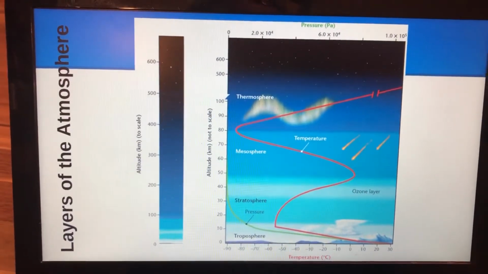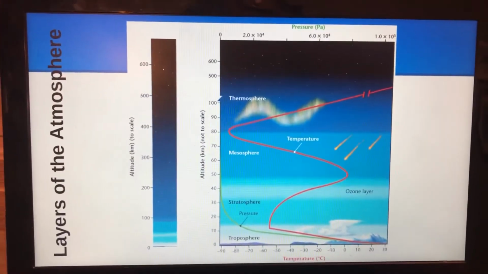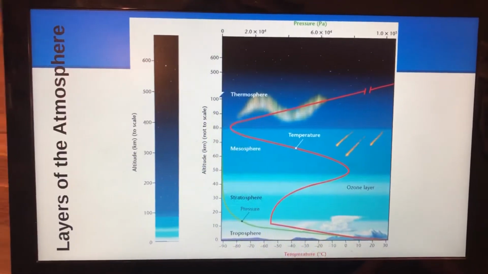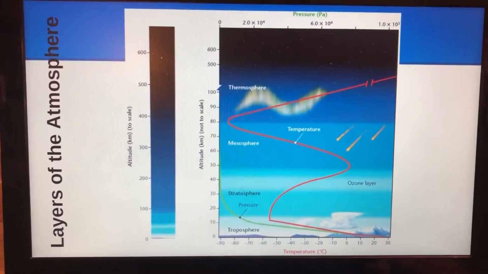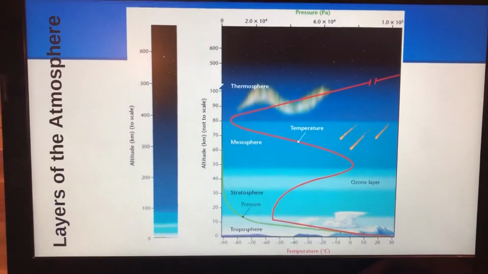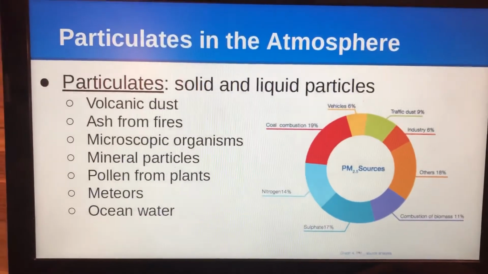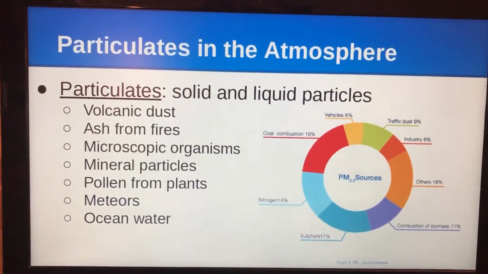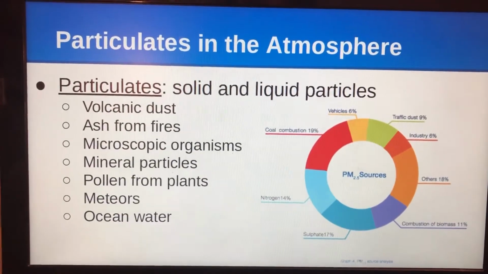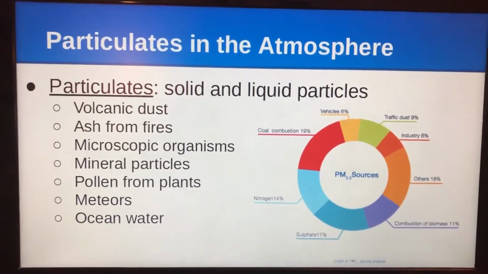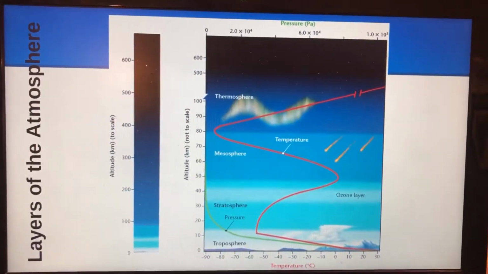Not really. All right, so we're going to go through some more slides on the slideshow. Last week we talked about what the atmosphere is made of, the different gases and compounds. We also talked about the things that are not gases that you would find in the atmosphere, like particulates, both solid and liquid, ash, pollution, ozone, mineral particles, pollen from plants. So we talked about what the atmosphere is made of. Now we're going to talk about the structure of the atmosphere.